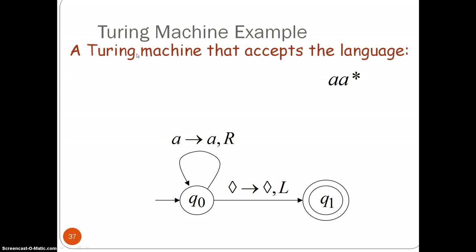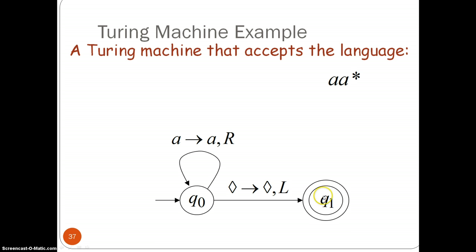Now I am showing an example of how we design a Turing machine. This is the design of a Turing machine for accepting the language A star. A star means we must read only one input symbol A, and after that there can be more A's. So we must read one A. At initial state Q naught, we are reading the symbol A and writing A at that place, and we are moving our read write head to the right.